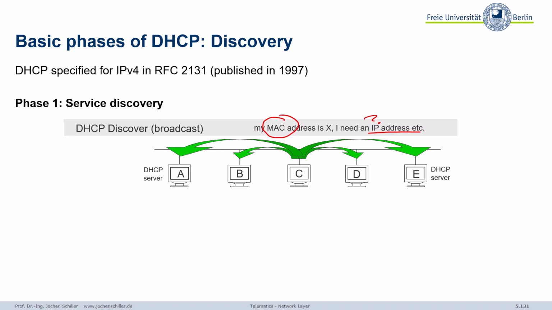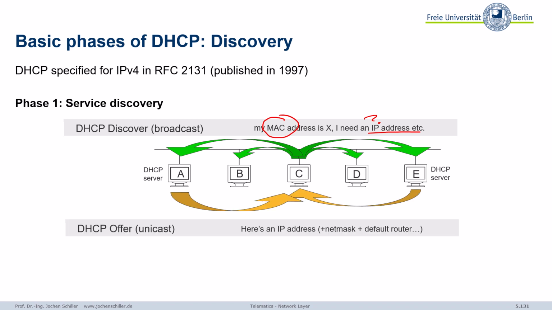Same as with ARP. But now we can have several DHCP servers. For redundancy reasons, you don't have to have several, but maybe it's a good idea. Those servers can then send back a so-called DHCP Offer. This is now unicast and not a broadcast anymore, because they know who asked for the address. The offer contains an IP address, plus the net mask, plus a default router, etc. That's phase one. You can have several of these servers.